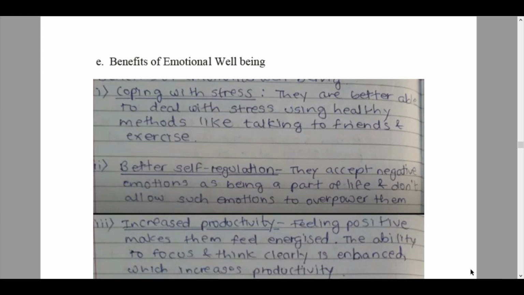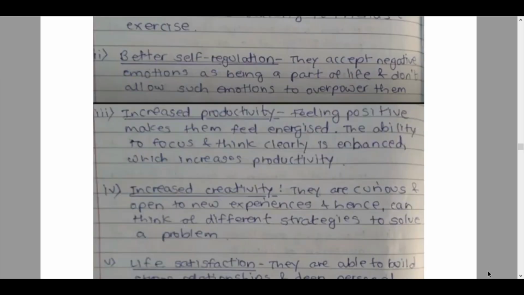Third, increased productivity. Feeling positive makes them feel energized. The ability to focus and think clearly is enhanced, which increases productivity. Next benefit is increased creativity. They are curious and open to new experiences and hence can think of different strategies to solve a problem.